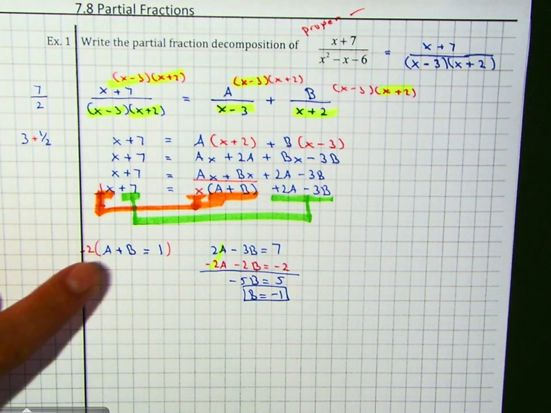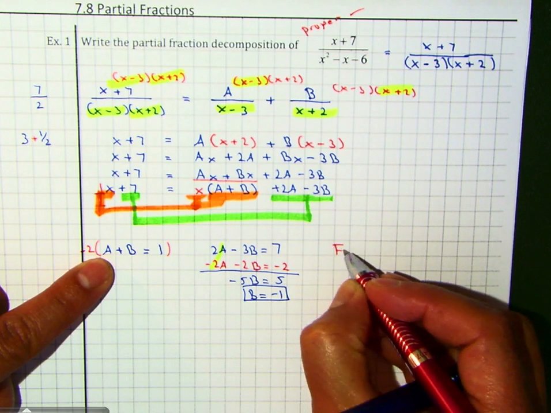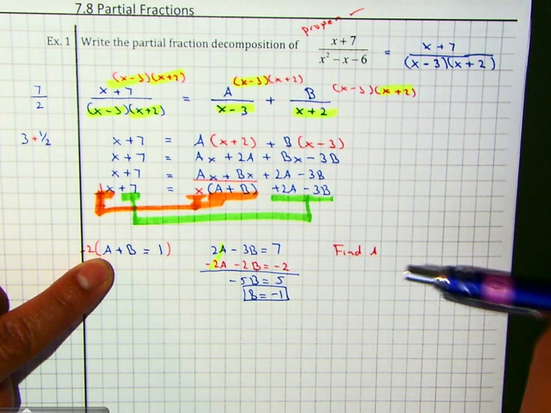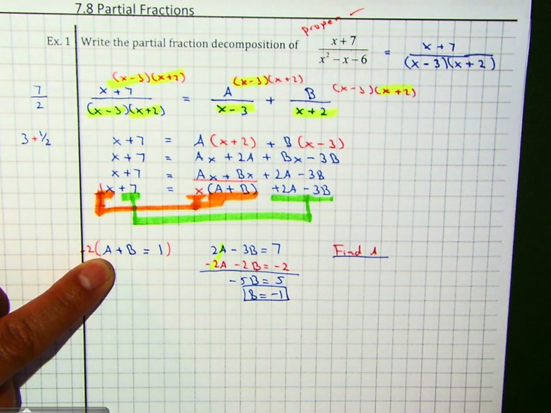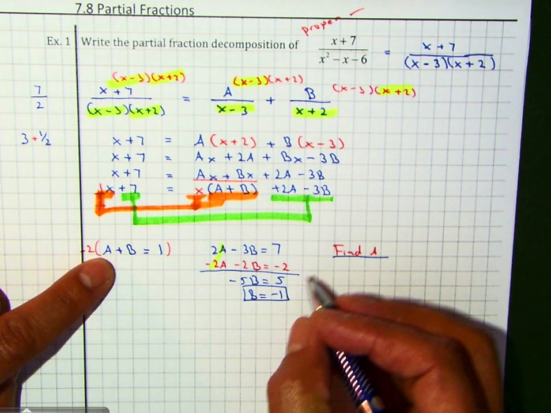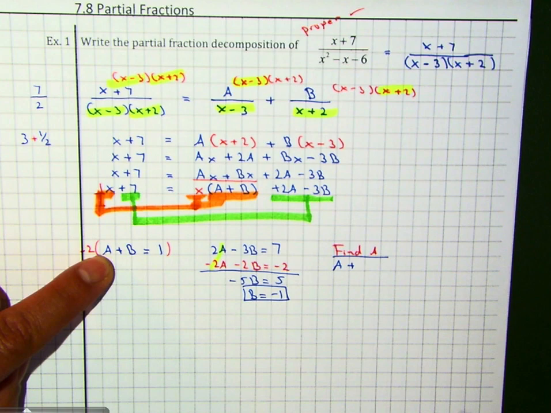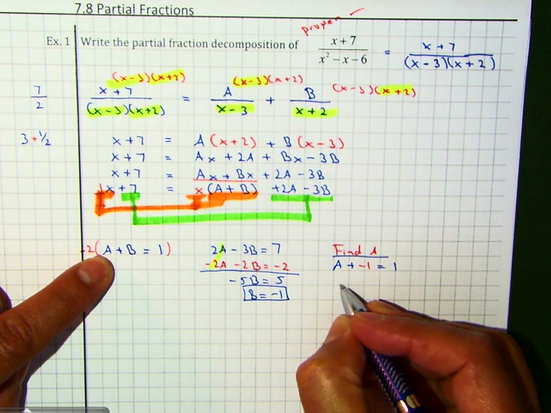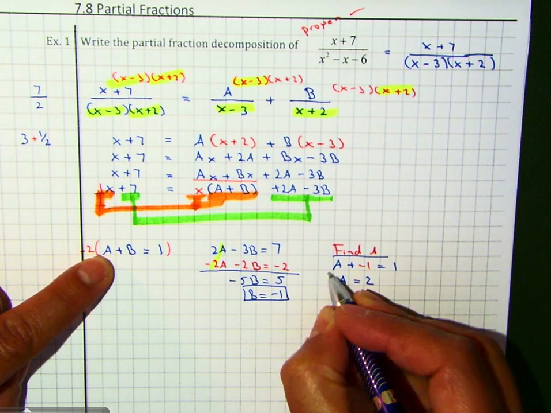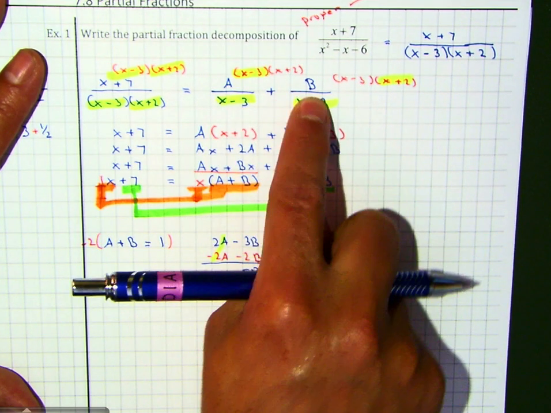And now I can solve it. So I'm going to find a. So find a and see what you get. So in this case, I'm going to plug in a plus -1 equals 1. So therefore, a equals 2. Therefore, we found the value of a and b.